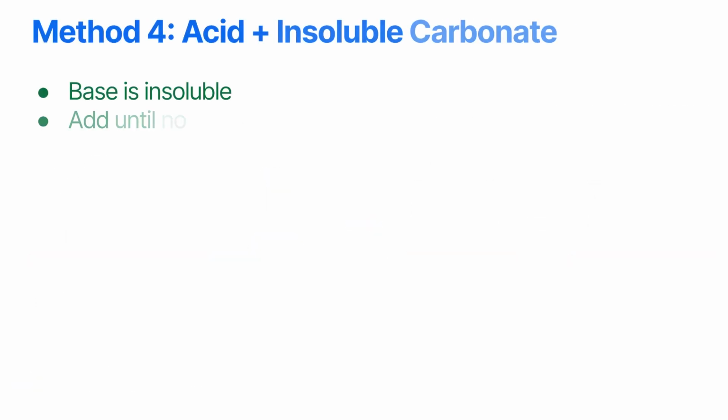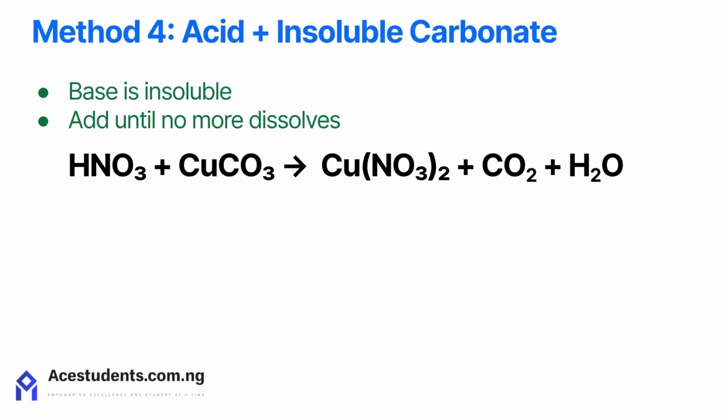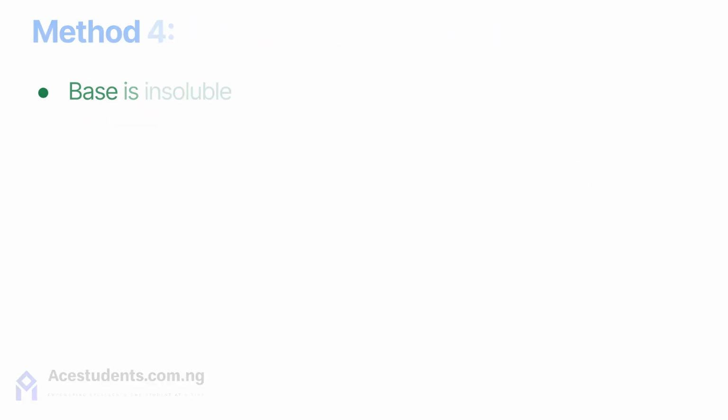Method 4 uses an acid with an insoluble carbonate. Fizzing indicates the release of carbon dioxide gas. Copper(II) nitrate is prepared using nitric acid and copper(II) carbonate.